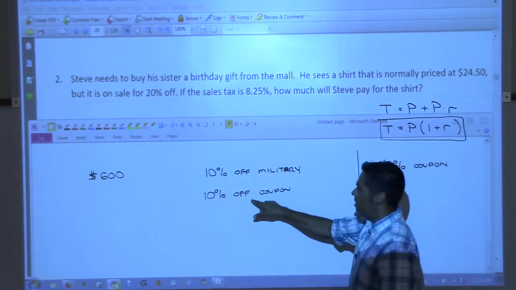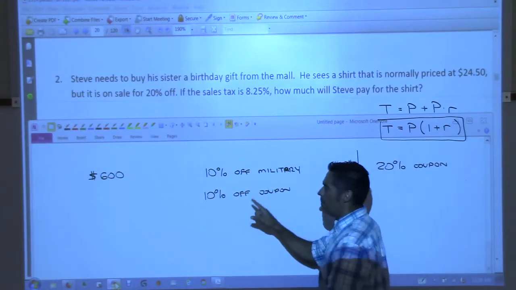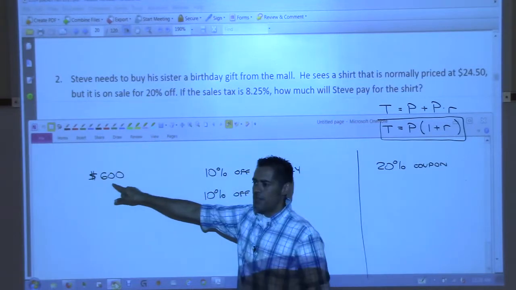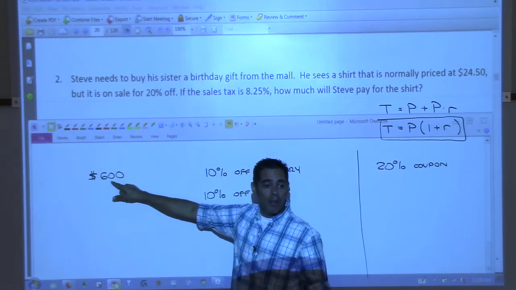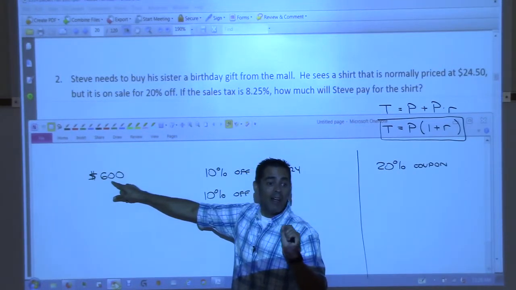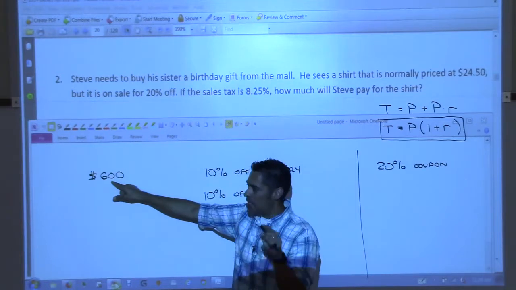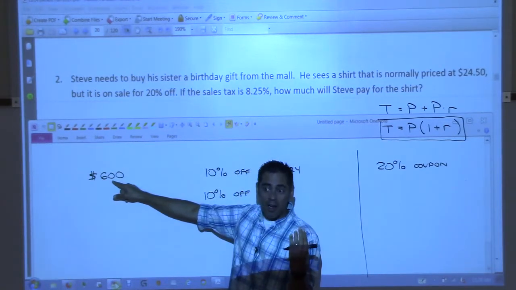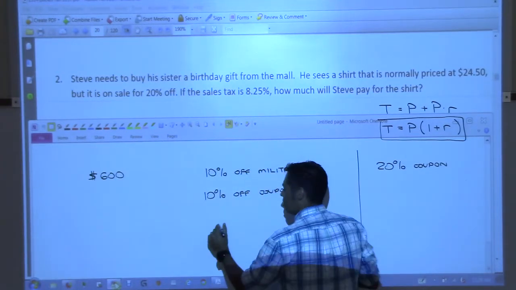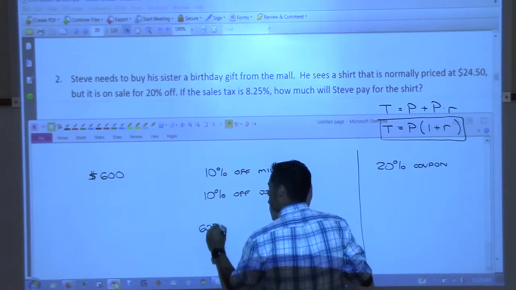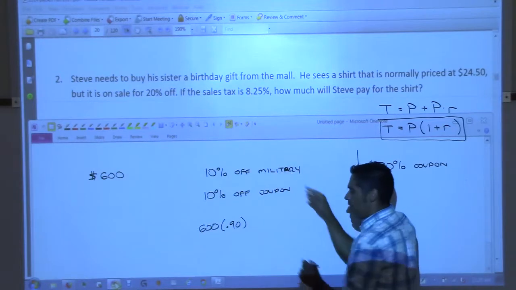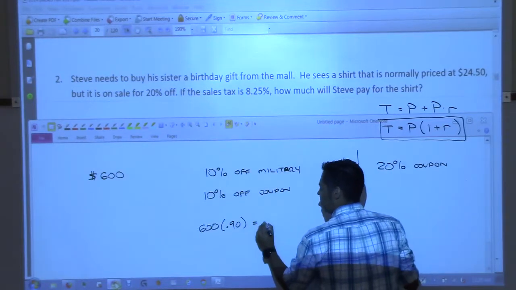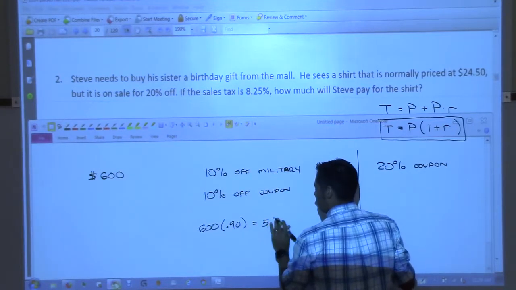So let's do this scenario. First thing that would happen is what? I would take 10% off of this. So how could I calculate that? I would take this number and multiply it times 0.9. Okay, so I'm using the same technique we just used. Instead of saying 10% off, I'm saying 90% of this price. So I'm going to do 600, and I'm going to multiply it times 0.9, and that would be that first 10% off. What is that number? 540. All right, 540.